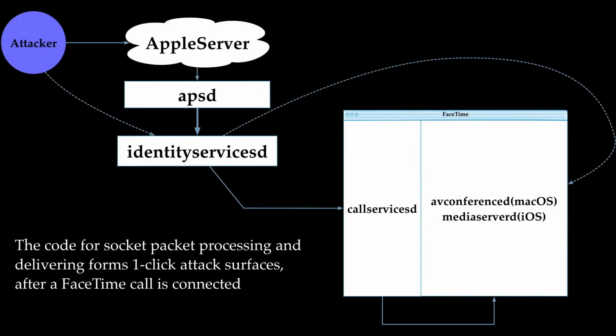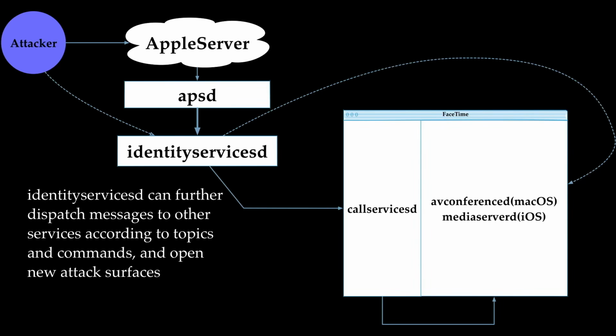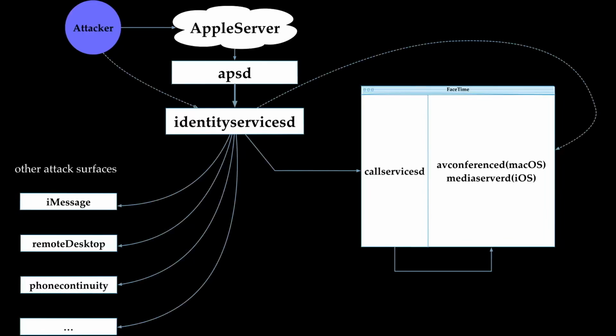And the code for socket packet processing and delivering forms a one-click attack surface. After the FaceTime call is connected, the attacker can directly send packets to identityservicesd, and identityservicesd will pass the packet to AVConferenced. identityservicesd can further dispatch messages to other services according to topic and commands, and open new attack surface.